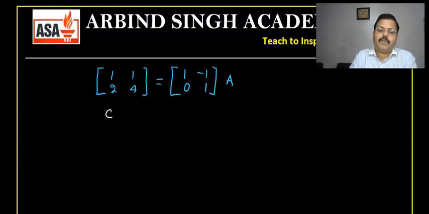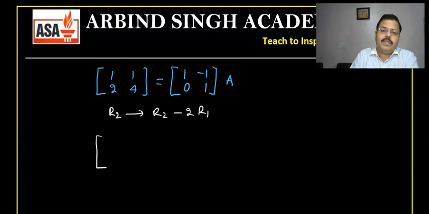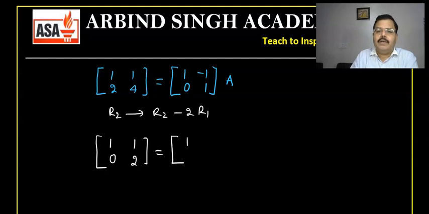So for row 2, we will use this first. How can you make it 0? Twice of row 1, if I subtract from row 2, then it will be 0. So R2 tends to R2 minus twice of R1. So that will be 1, 1, and twice of R1, so it will be 0, and twice of this will be 2. If I write here also the same thing, so 1 minus 1, R2 is going to tend 0 minus 2, that is minus 2, and here 1 minus minus 2, that will be 3, and A will be there.